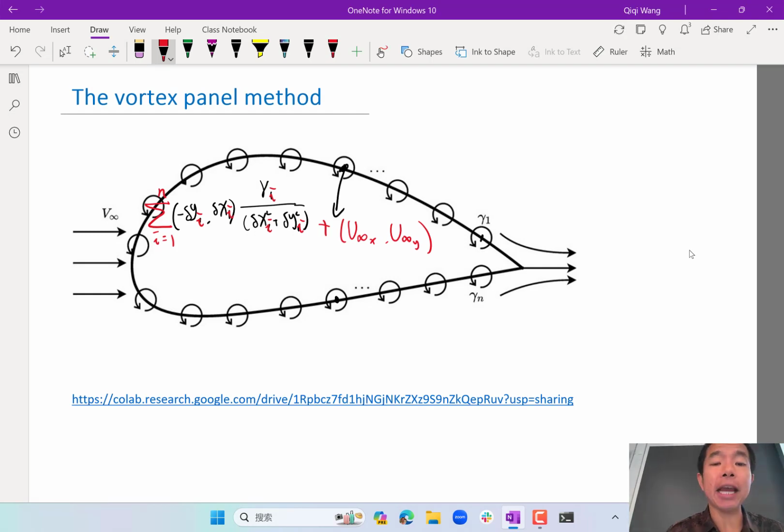In order to figure out how strong each of these vortices is, everything in this equation is known except for the strength gamma i. We have n unknowns.